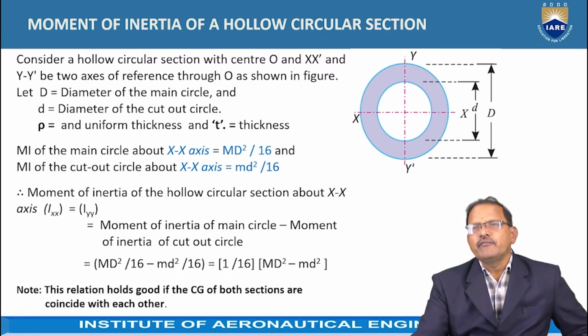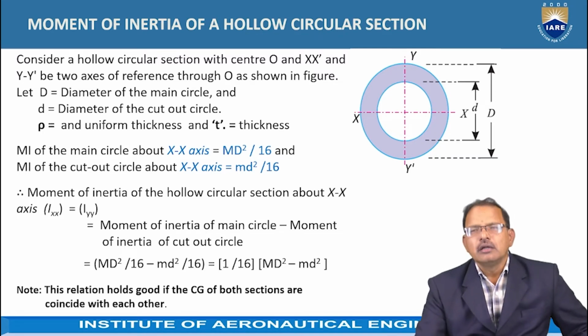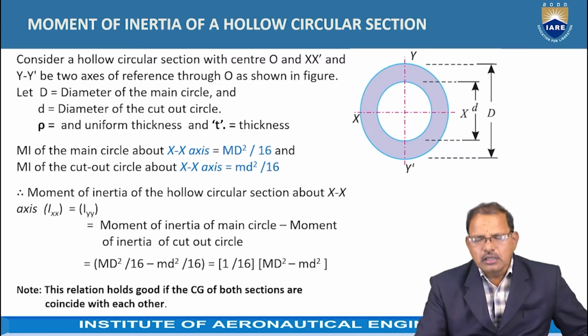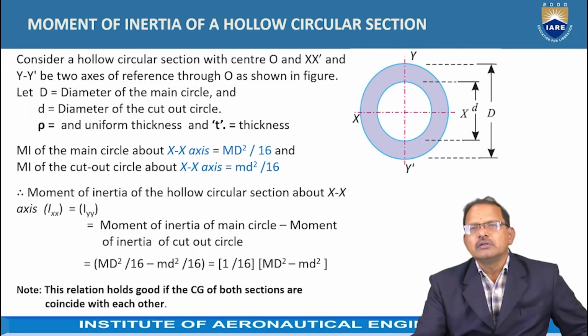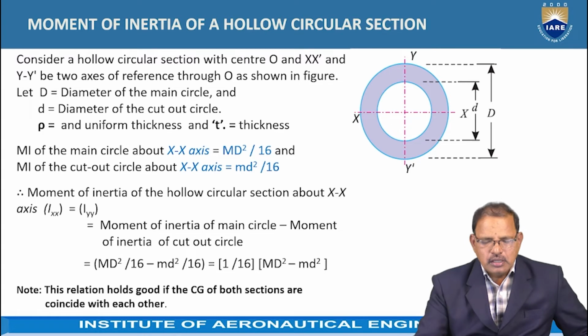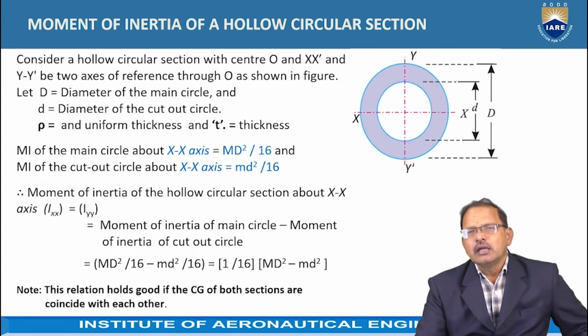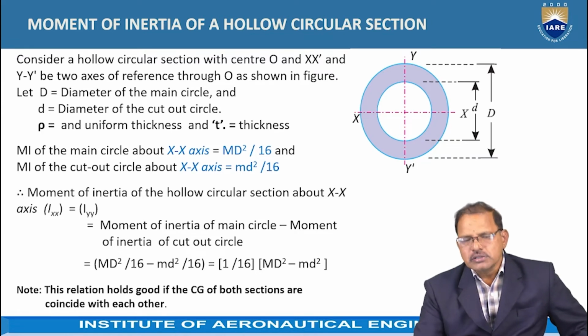Then the mass moment of inertia of the hollow section is the difference of the moment of inertia of the outer circle and the moment of inertia of the cutout circle, which is equal to M D square by 16 minus m d square by 16. Here 1 by 16 is common. The remaining value is capital M D square minus small m d square.